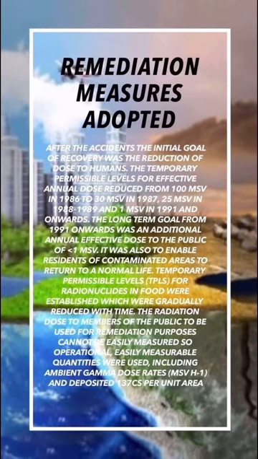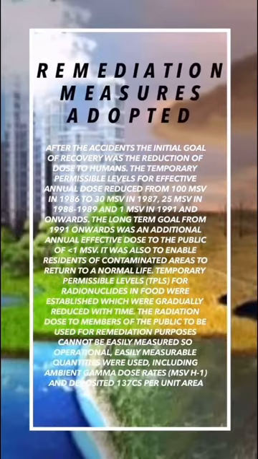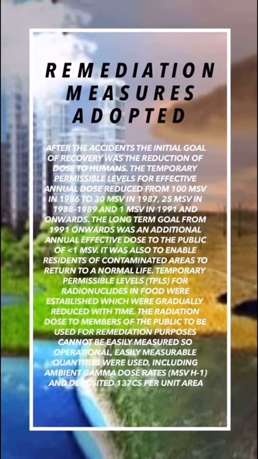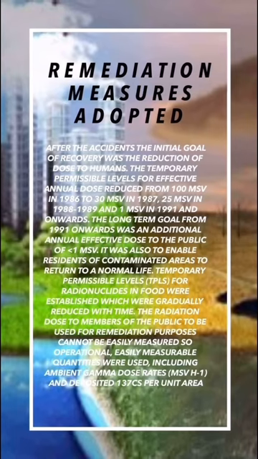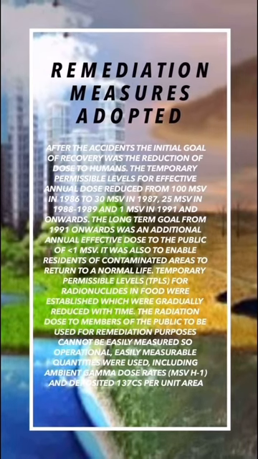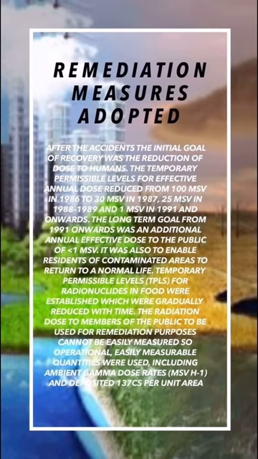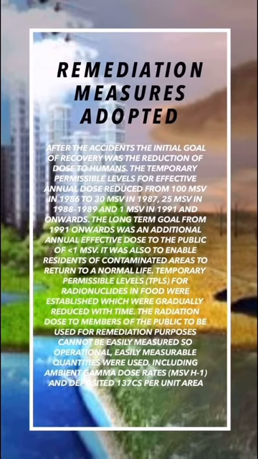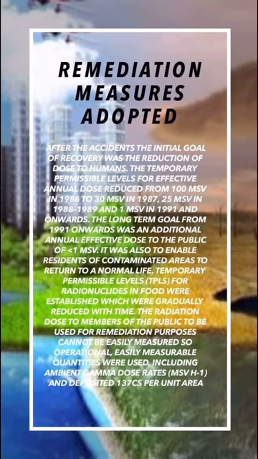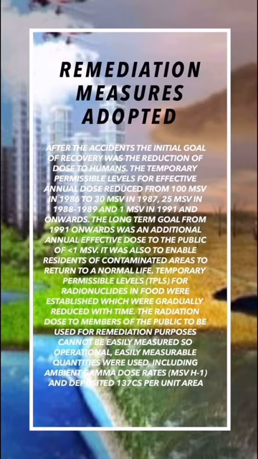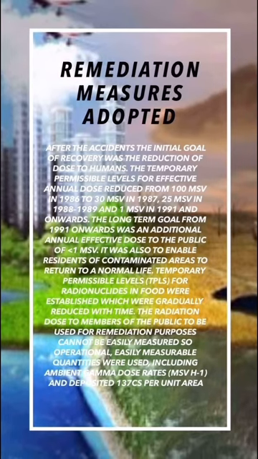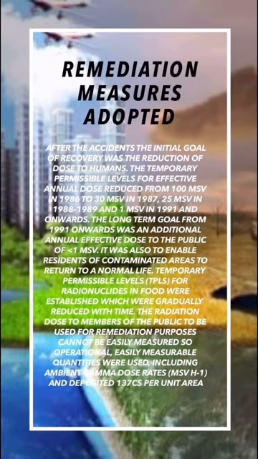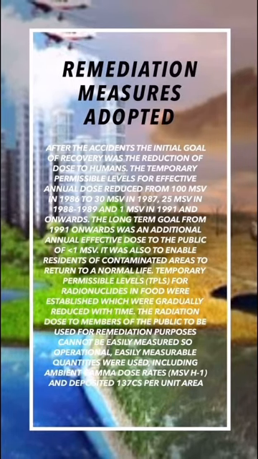Annual dose was reduced to 25 mSv in 1988, then further in 1989, and 1 mSv in 1991 and onwards. The long-term goal from 1991 onwards was an additional annual effective dose to the public of 1 mSv. It was also to enable residents of contaminated areas to return to a normal life.